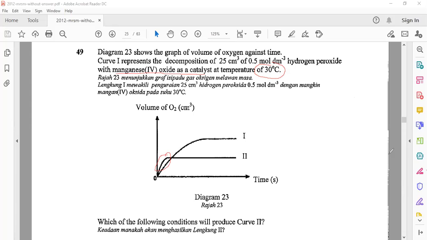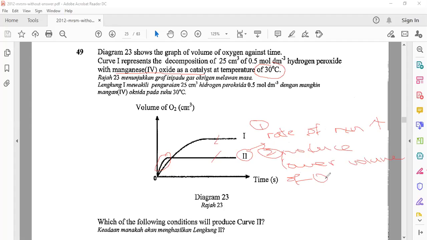For curve 2, you know that the rate of reaction will be higher. This is the first point. Second point, can you see this graph and this graph? This will produce a lower volume of oxygen gas. How do you make the volume of oxygen gas lower? Then you have to take care of the MV over 1000. You calculate the MV over 1000, and you have to make it a lower number compared to the set one. Then that will be your answer.